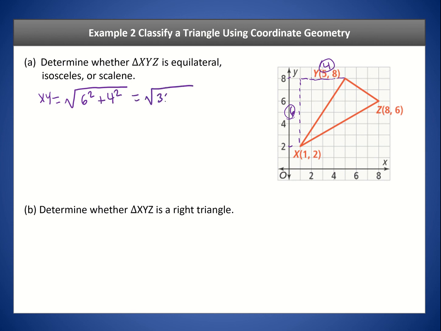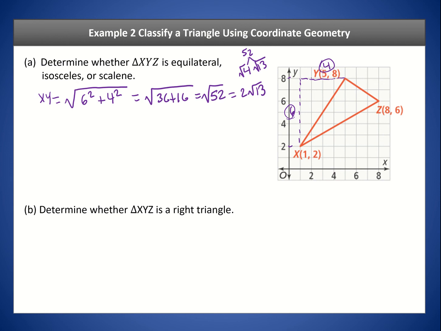And then we got 36 plus 16. 4 times 4 is 16. 6 times 6 is 36. And then I add them together, leaving me with the square root of 52. All right, now you can technically break up 52. So let's break up 52 into 4 times 13. And remember, 4 is a perfect square, so you can take the square root of 4. The square root of 4 is 2. So this becomes 2 times the square root of 13.